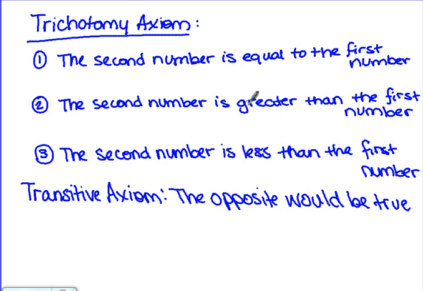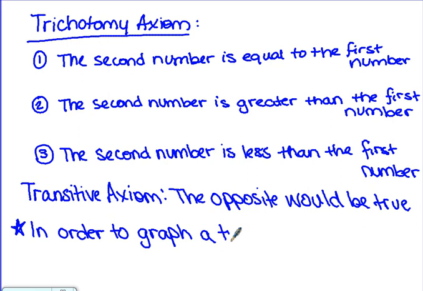Now we're going to talk about how to graph these. In order to graph a transitive axiom, make the statement true.